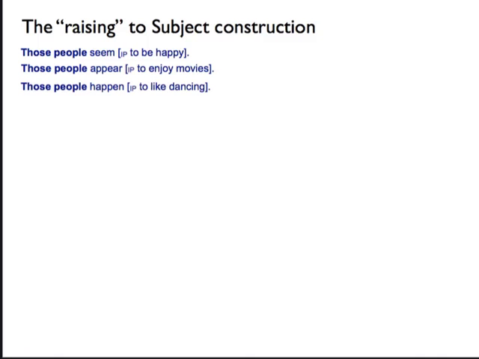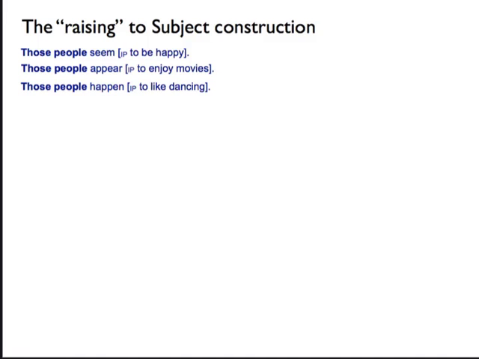The raising to subject construction. Those people happen to like dancing. I guess you would do it if you're going to do it with an it phrase, right? You can say, it appears that those people enjoy movies, right? That's fine. So notice that in the majority of these cases, there's a paraphrase with a dummy it subject and a CP, right? Those people happen to like dancing.